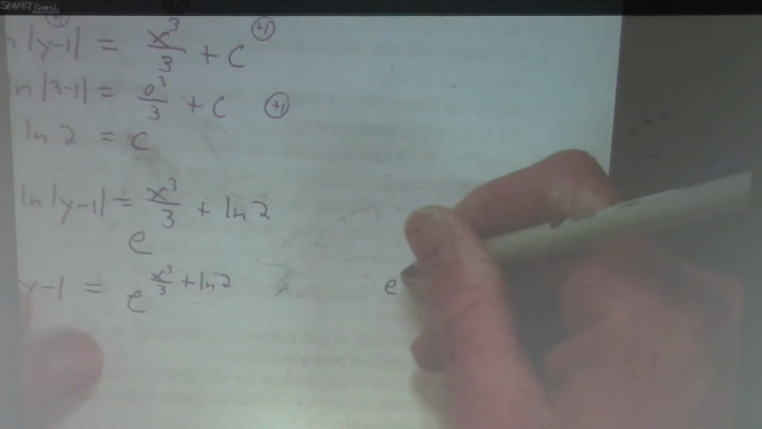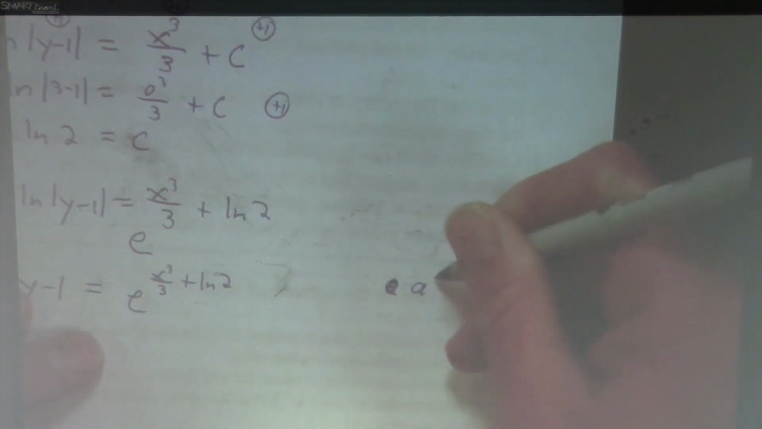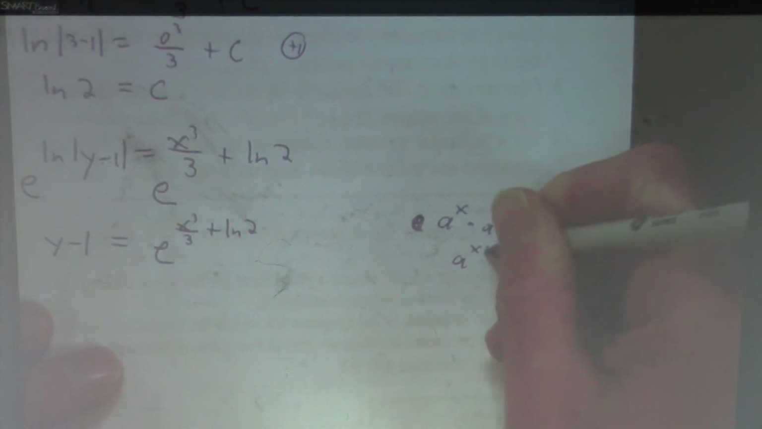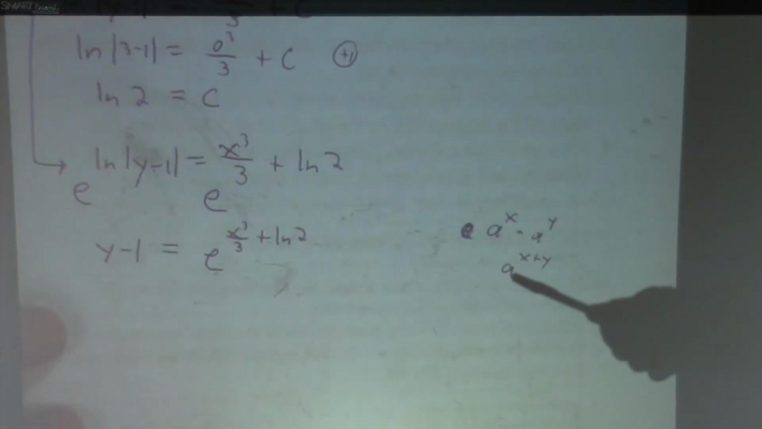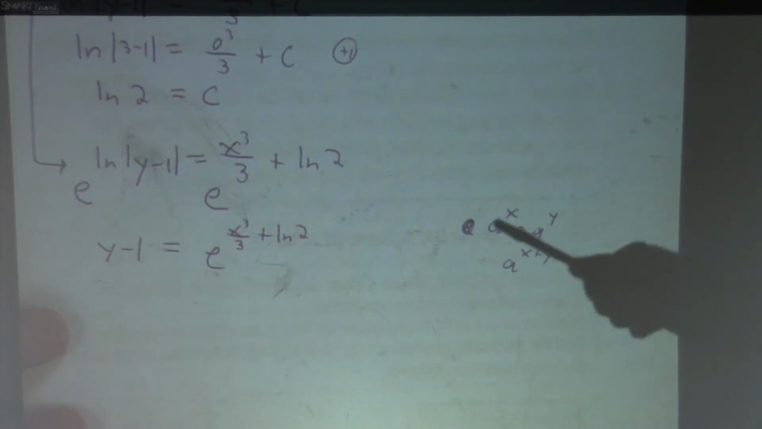Don't we have a law of exponents? Let me just make up something here. How about a to the x times a to the y? When you multiply like bases, you're allowed to add the exponents, aren't you? Well, the opposite is true then too. If I have exponents being added, I should be able to expand them back into this form.